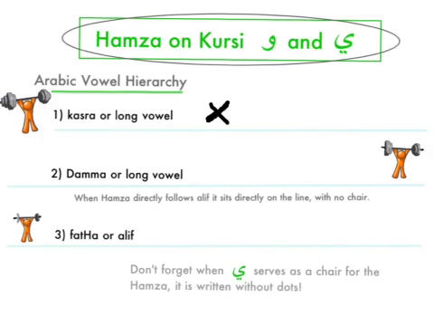First one is kasra. So if Hamza is surrounded by kasra, and kasra is the strongest vowel, then the chair of Hamza would be ya. Here's a word, Aisha. Can you guess where we put the Hamza? Let's take a look at this word.